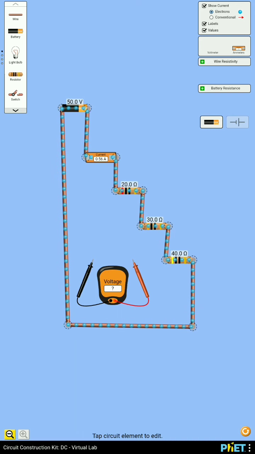In this circuit, there are three resistors connected in series of different magnitude. First 20 ohm, second resistance 30 ohm, and third resistance 40 ohm, and supply voltage 50 volt.